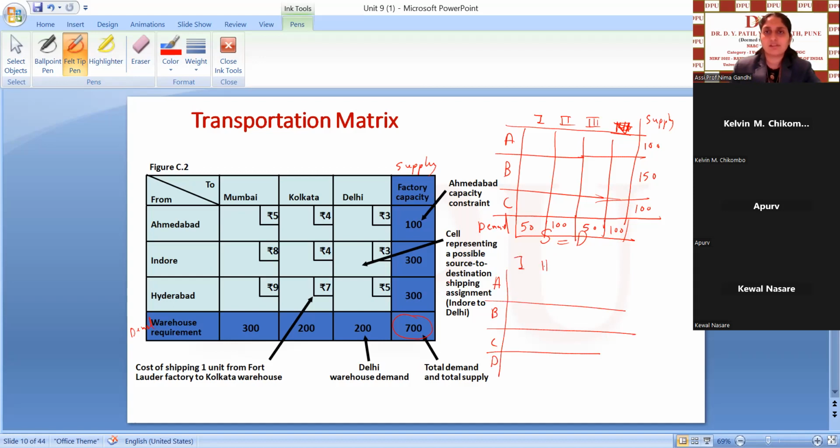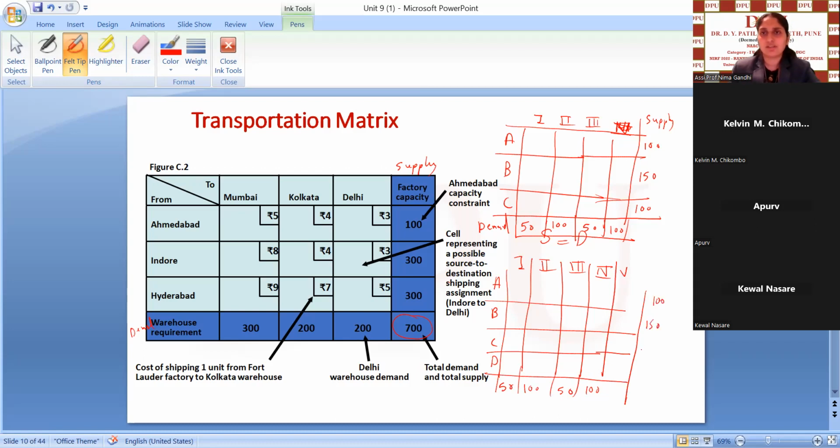So we'll come up with one more dummy destination and we allocate the remaining supply to that destination. Okay. So if the demand is more and the supply is less, at that time you have to add one more dummy row. In this case, you're writing the demand: here the demand is 50, here 100, here 50, here 100, and the total is 350 here, right? So A is producing 100, B is producing 150.